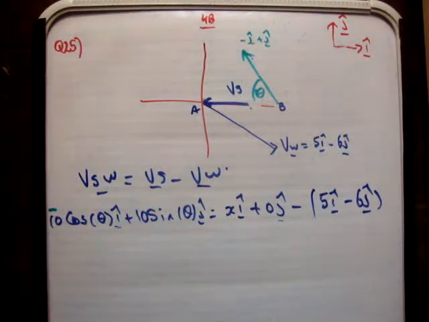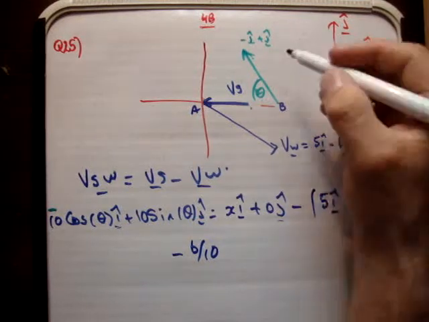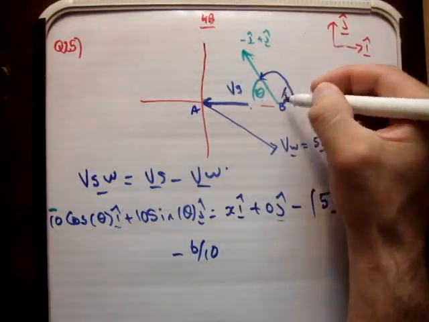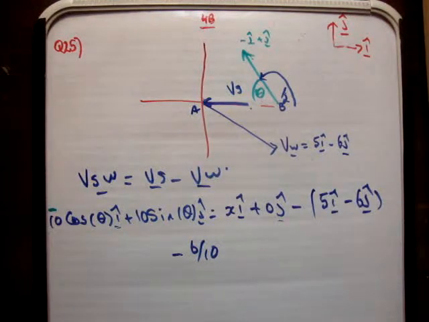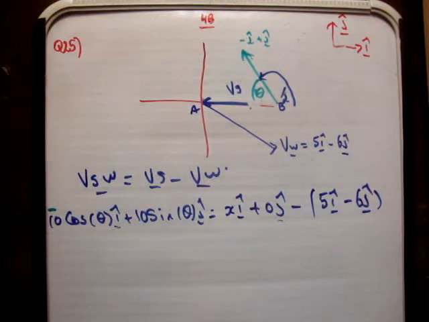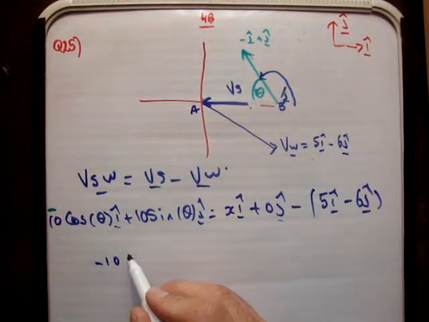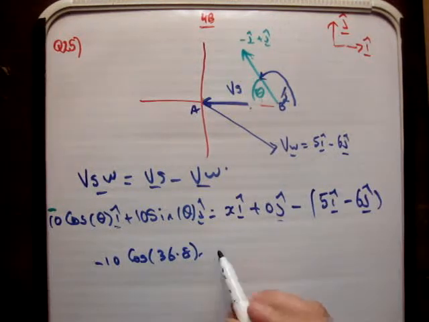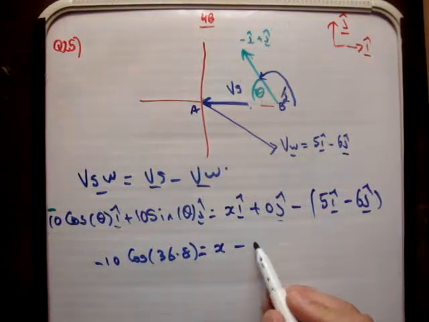Now, by the way, you're going to find out, of course, that theta is going to be the same. However, if you left it at negative 6 over 10, you would actually get that angle there, alpha. So just be careful that you get the angle theta, the smallest of the angles. Okay? So for the i hat component, negative 10 times the cos of 36.8 is equal to x minus 5.